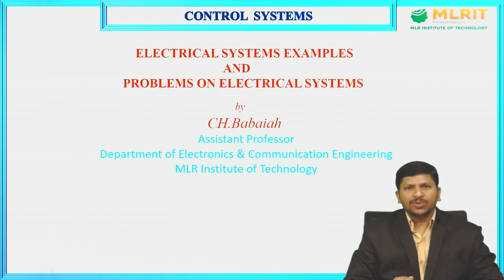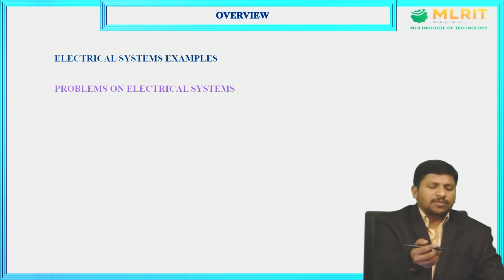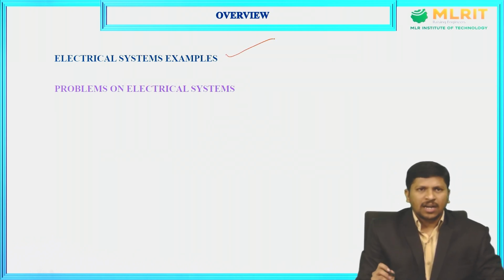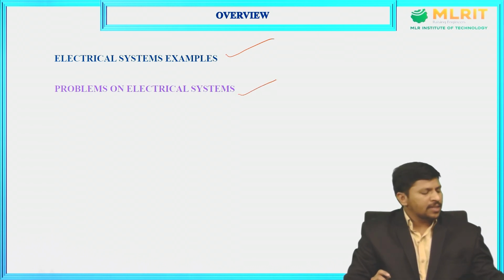Today I am going to explain about electrical systems and some problems on them. In the previous session we learned what the transfer function model and the differential equation models are, and also what is meant by the Laplace transfer function, or simply the transfer function. Now let us move on to an overview of today's session: electrical system examples and some problems on electrical systems.